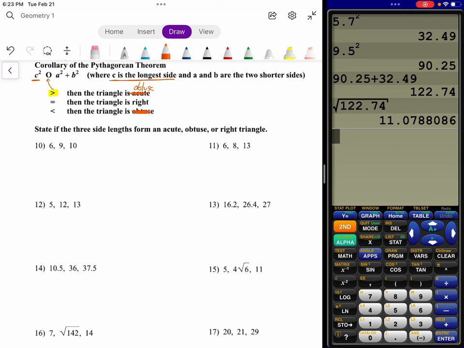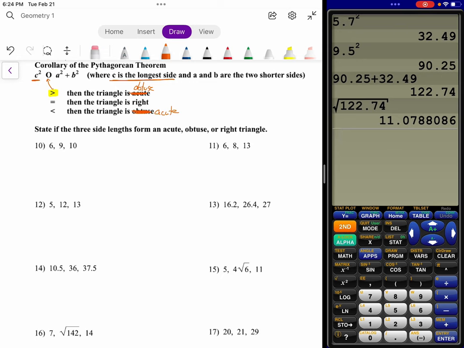If they're equal, then it's a right triangle, and if the longest side squared is less than the sum, it is an acute triangle. All right, so make sure you definitely fix that. And so we'll just grab a couple examples here and figure those out. So state if the 3 lengths form an acute, obtuse, or right triangle.